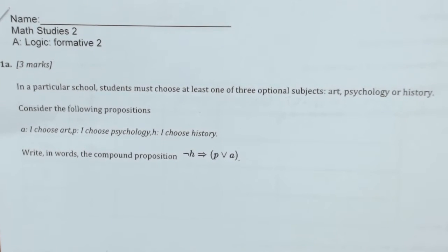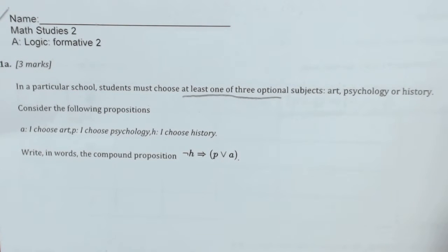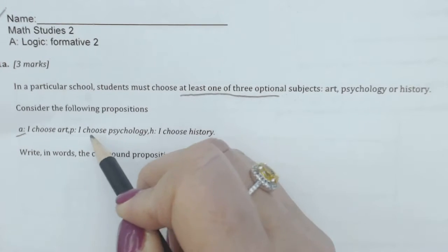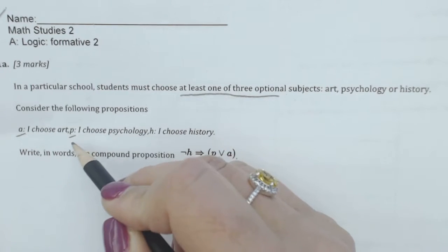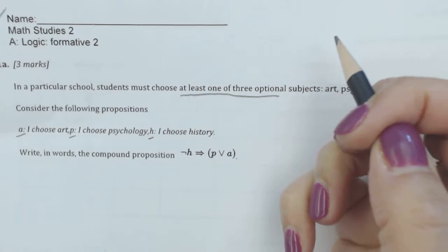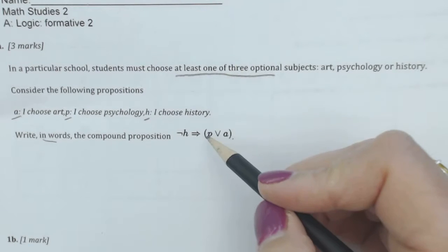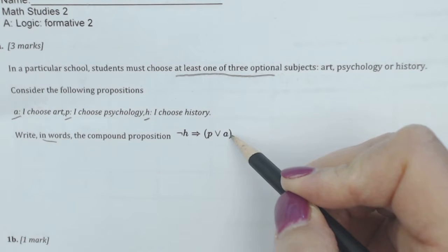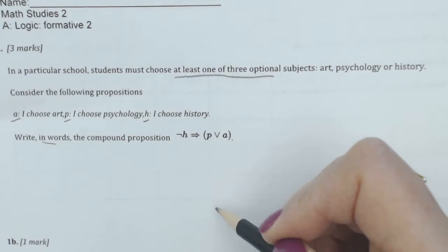So here we go. I'm going to read it first. In a particular school, students must choose at least one of three optional subjects: art, psychology, or history. Consider the following propositions. A is I choose art, P is I choose psychology, and H is I choose history. Our directions say write in words the compound proposition. Here we have: if not H, then P or A. So we have to first do this in order, and second, make sure that we have our connectives correct.